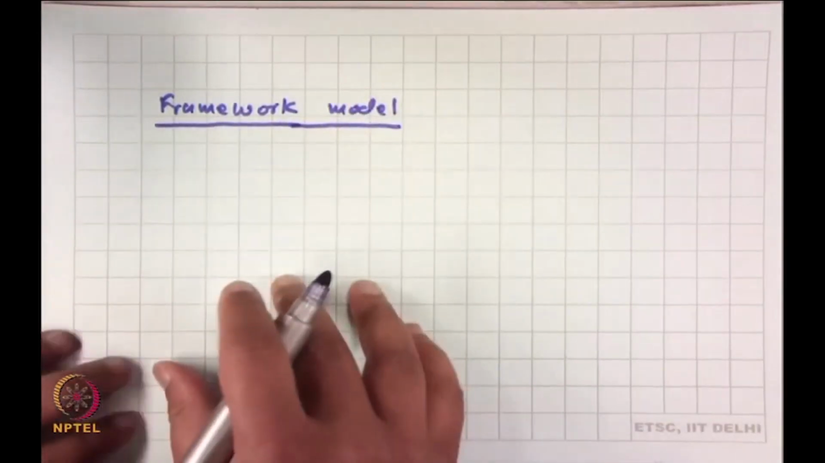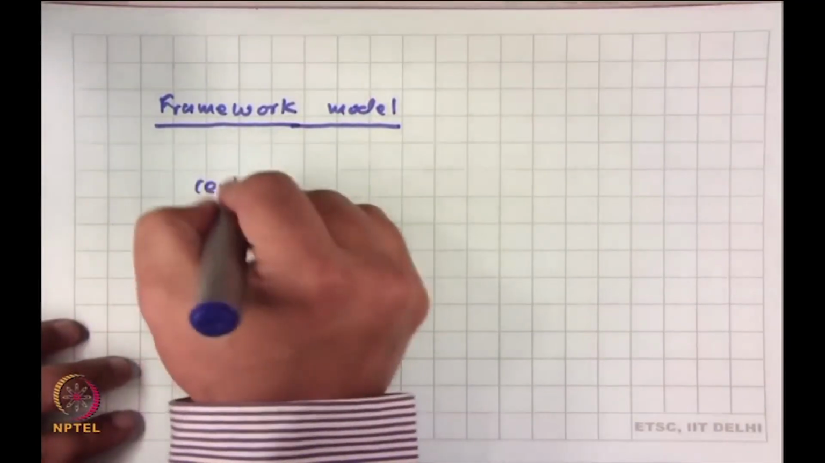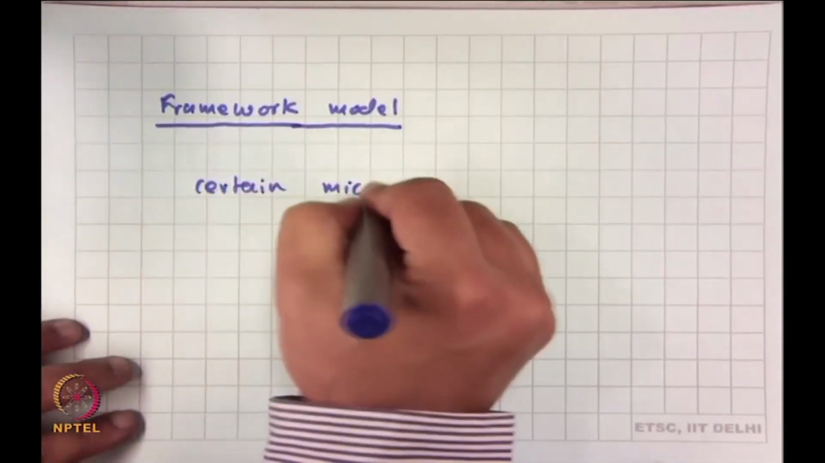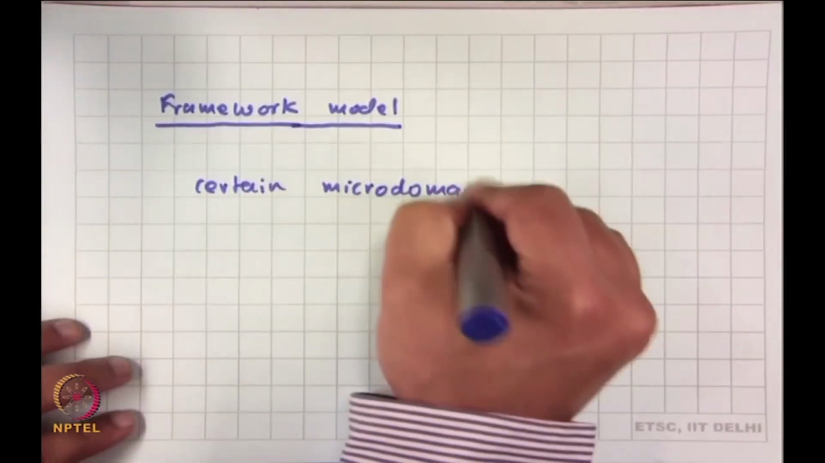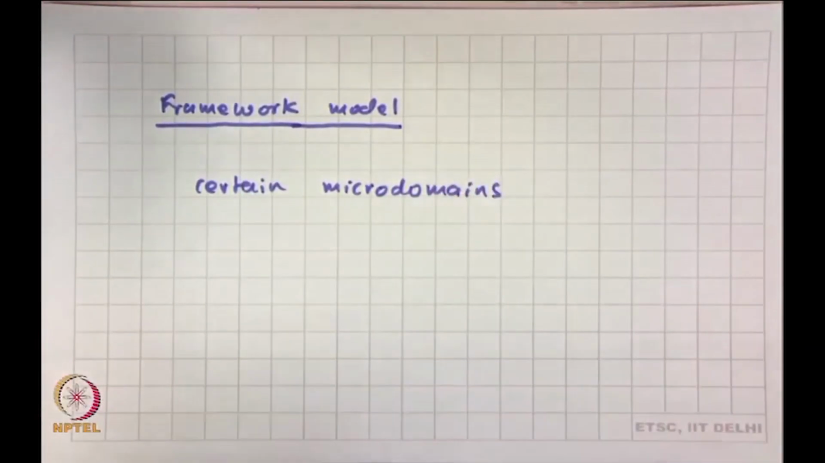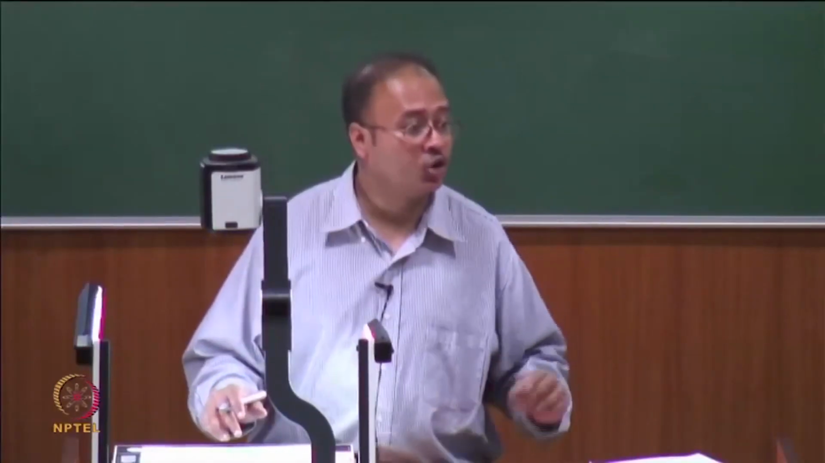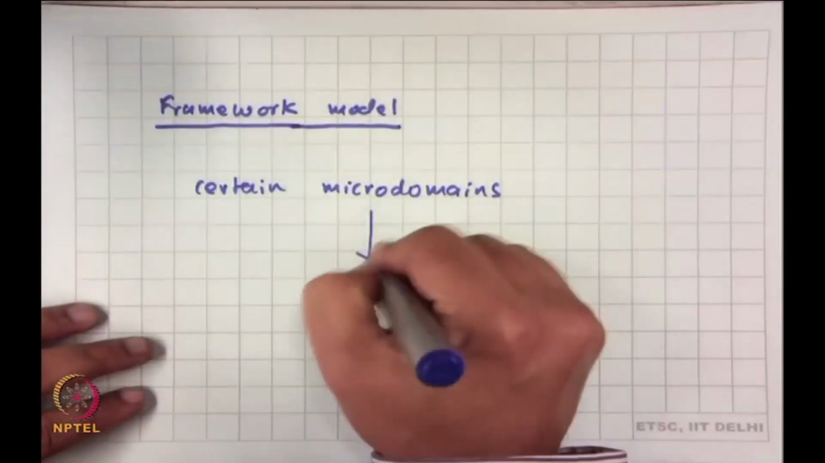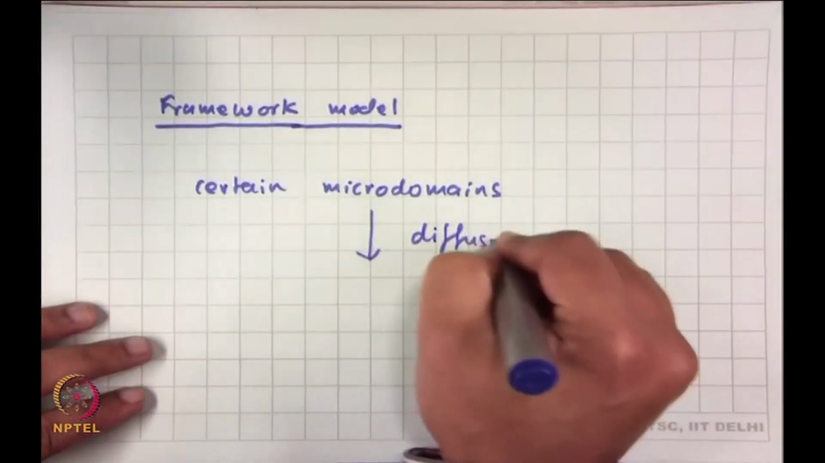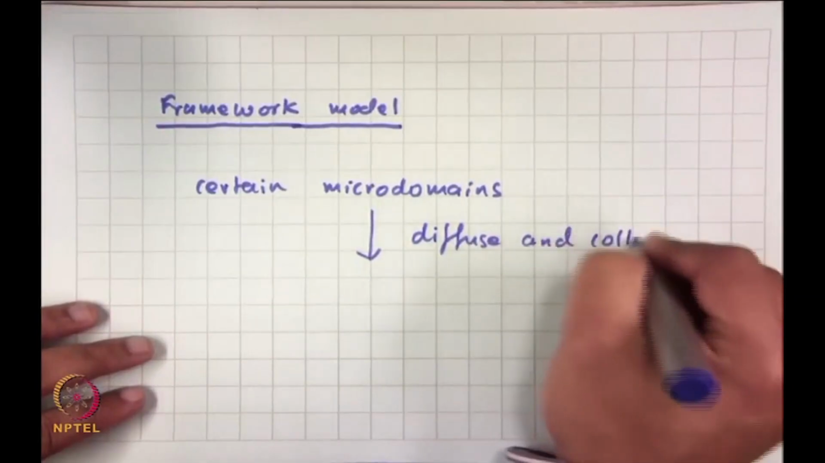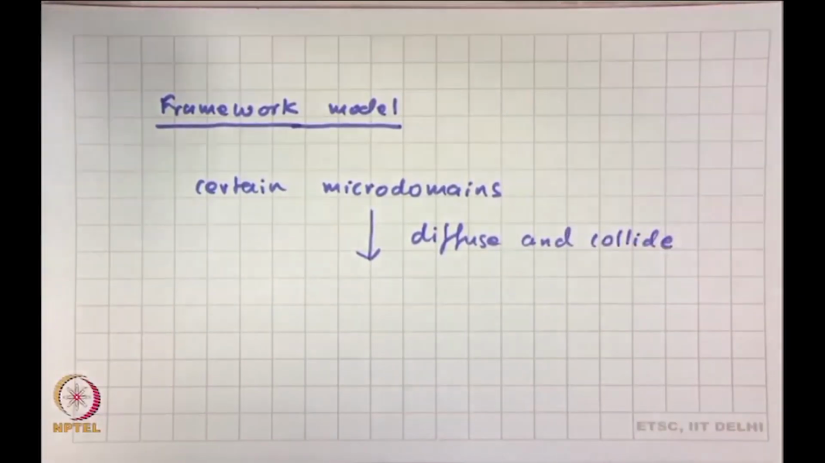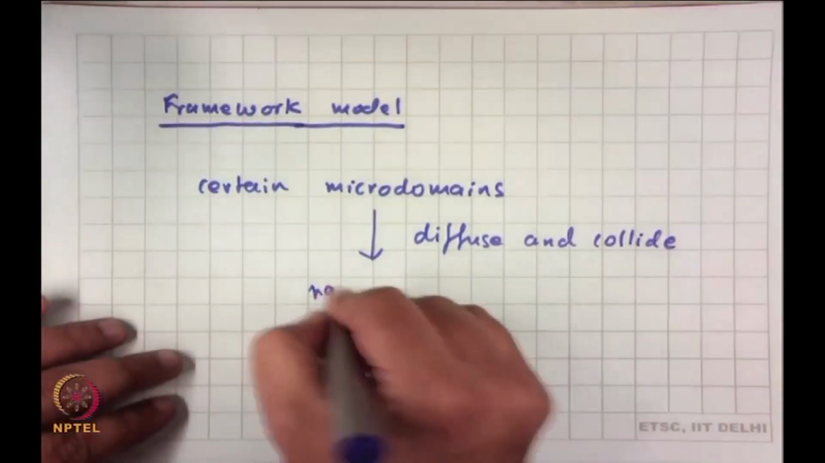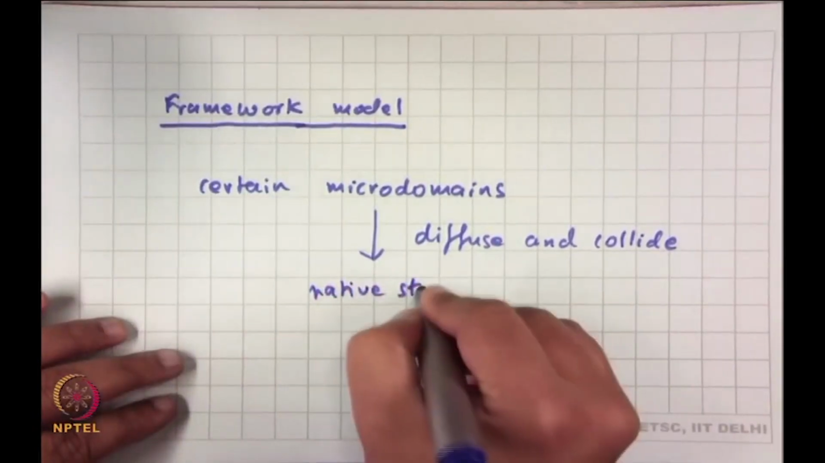It is essentially based on the fact that you have certain micro domains, if you remember. These micro domains would be your preformed secondary structural elements, maybe alpha helix, maybe beta sheet, maybe a mixture, right, does not matter. And then once these micro domains are formed, what would they do? They would diffuse and collide, because just diffusion would not give you the final thing, they have to stick together and then you get the final native structure.